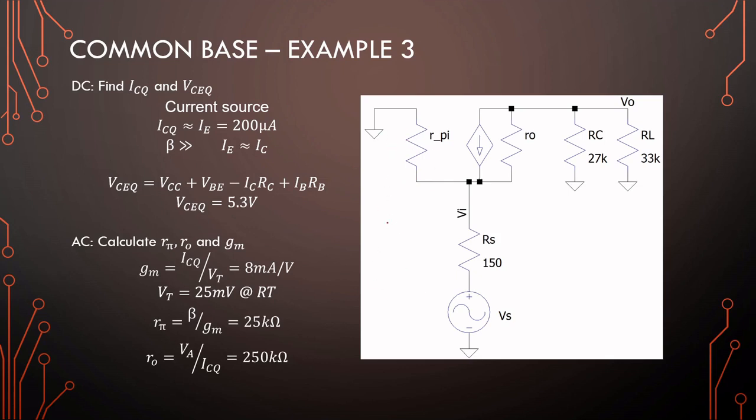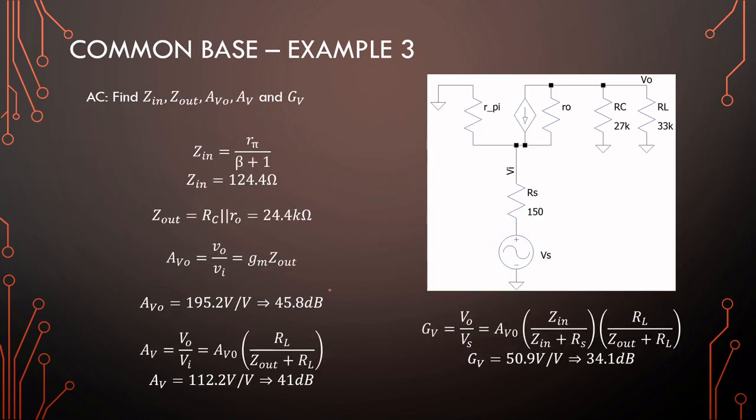Okay, so the current source is a very nice solution right here. Our Q point, 200 microamps, 5.3 volts, and everything perfect, just like example 5 of common emitter. And let's have a look at the analysis. So Zin is now just R pi over beta plus 1, 124.4 ohms, which is closer to this 150 source resistance that we have here.